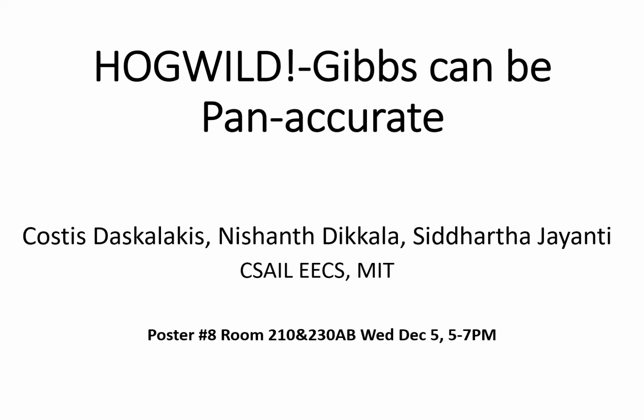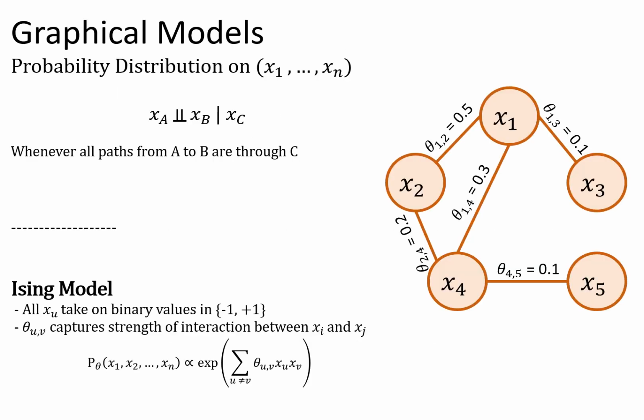Welcome to the video of our NIPS 2018 paper, HOGWILD Gibbs can be pan-accurate. Our work deals with sampling high-dimensional distributions described by graphical models using a shared memory multiprocessor. A graphical model concisely represents the dependencies and structure of a high-dimensional distribution. In this work, we are interested in getting samples of n-dimensional distributions described by graphical models for very large n.